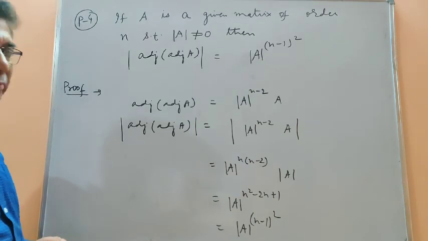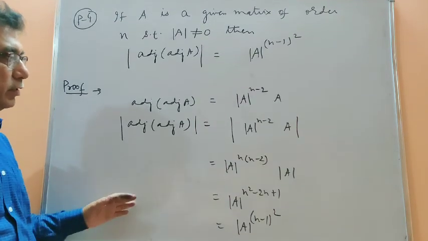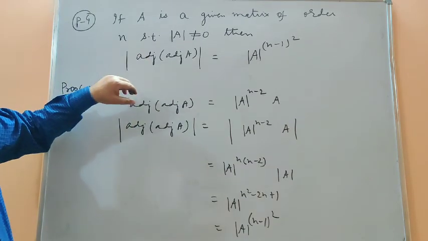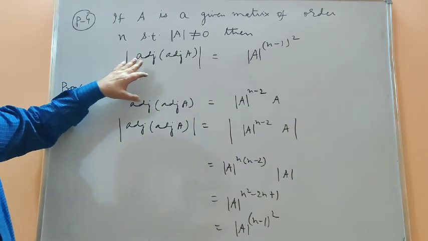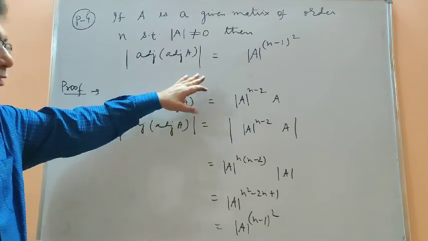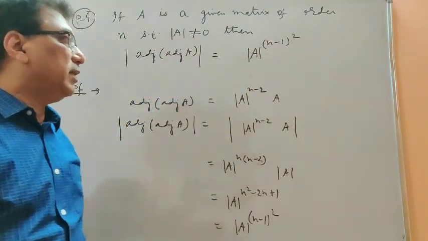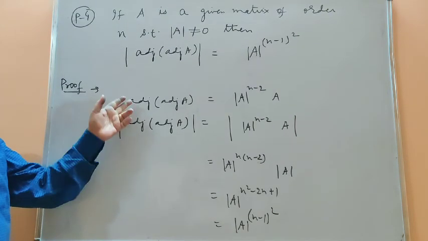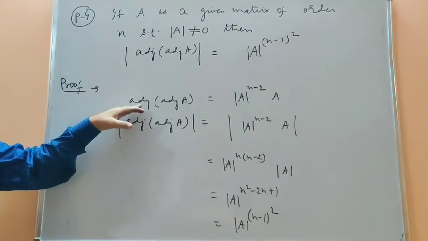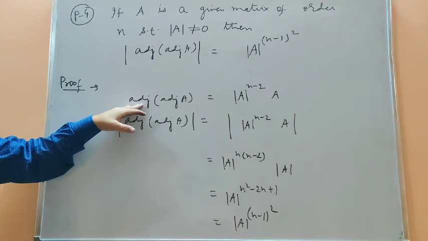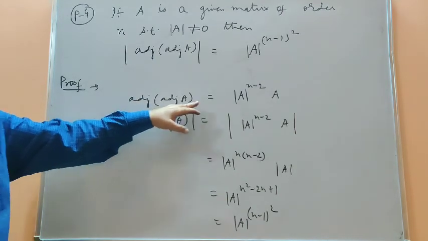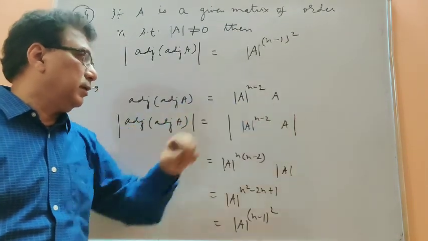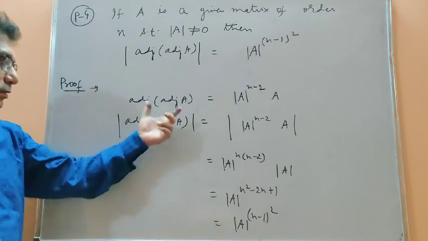Now this is the next one, property number 4. It is very important for your preparation for JEE Mains and JEE Advanced. That determinant of adjoint A is determinant A to the power n minus 1 whole square. Now I go with the result of property number 3, in which we have proved that adjoint of A is determinant A to the power n minus 2 into matrix A. This is matrix A. Now I am taking determinant both sides.